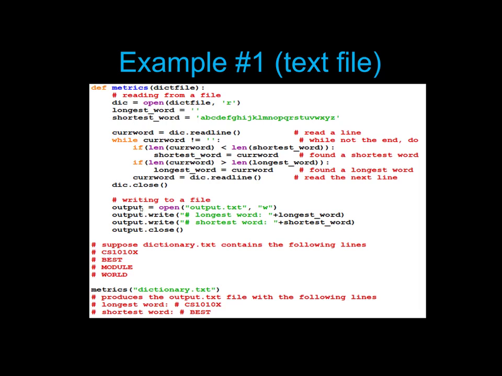Now that you have found the longest and the shortest word, you can open the output file for writing, and output is then the handle. You can then write: the longest word is this longest word, the shortest word is this shortest word, so you will get this line and this line, and then at the end of it, close the file. So this is the whole program.